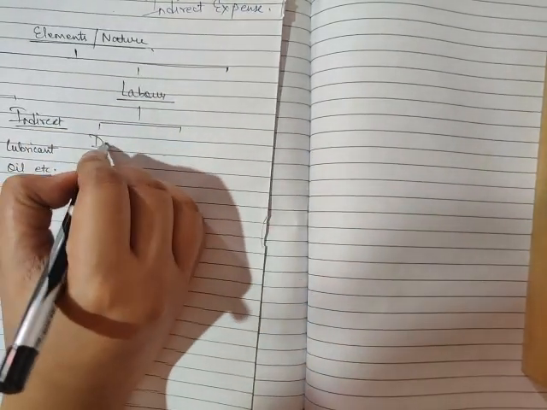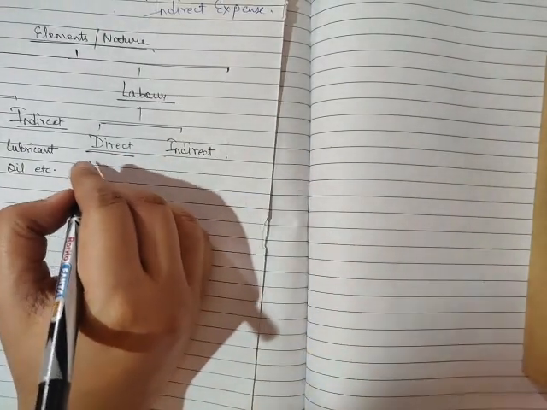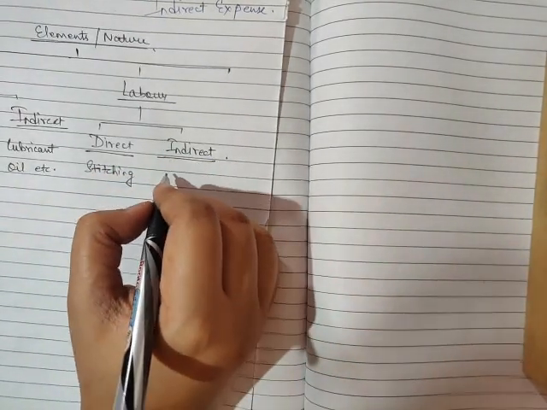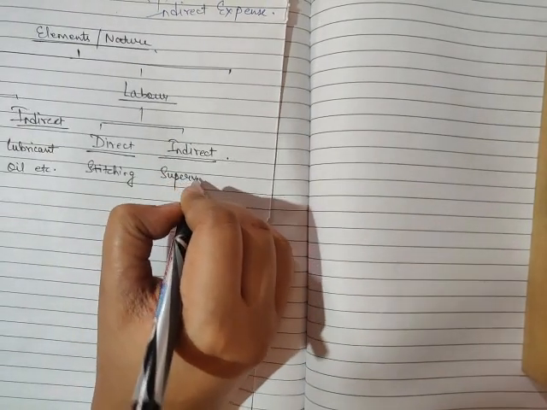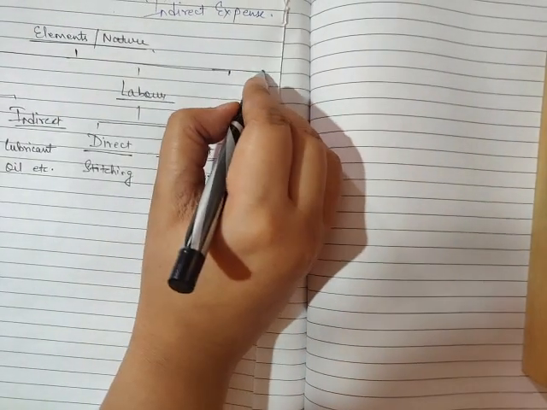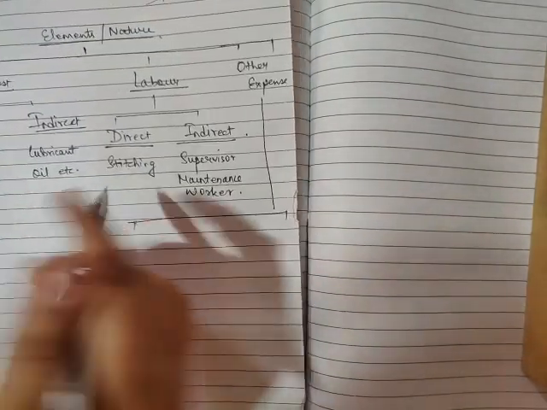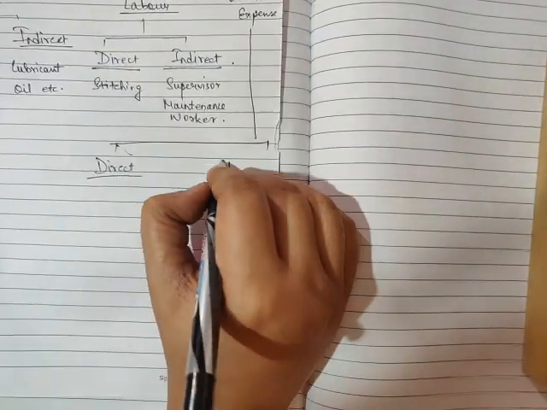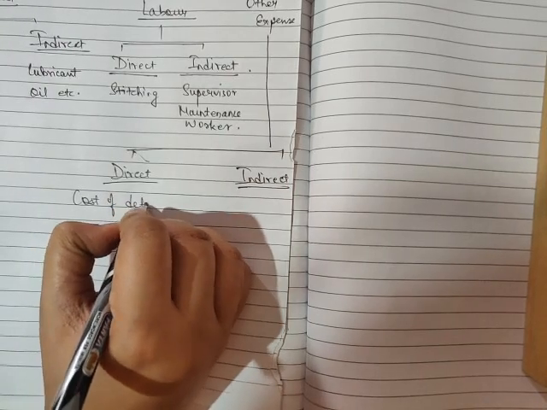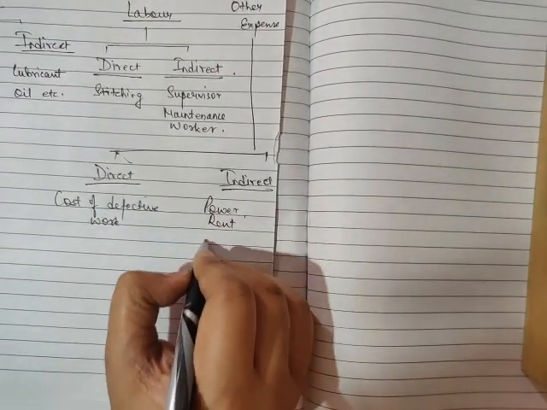Now, labor cost can also be divided into two, direct and indirect. So, direct labor cost were the people who were involved in the actual production activity, such as stitching, and indirect labor cost was the supervisors, maintenance worker, etc. Next, we had the other expenses. They can also be divided into two, direct and indirect. So direct expense will be, say, the cost of defective work, and indirect expenses can be, say, power, rent, insurance, etc.